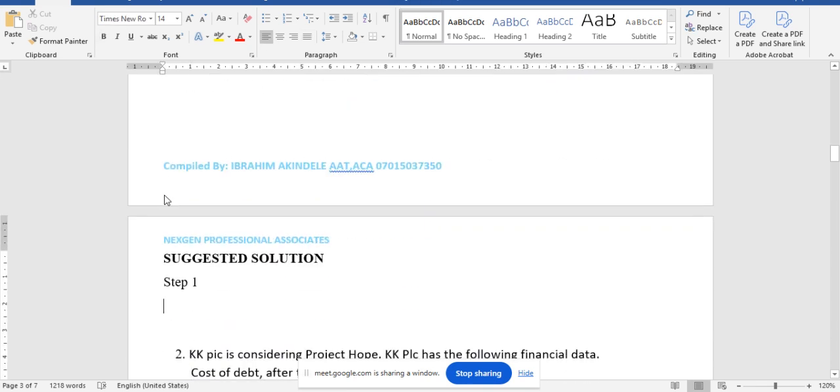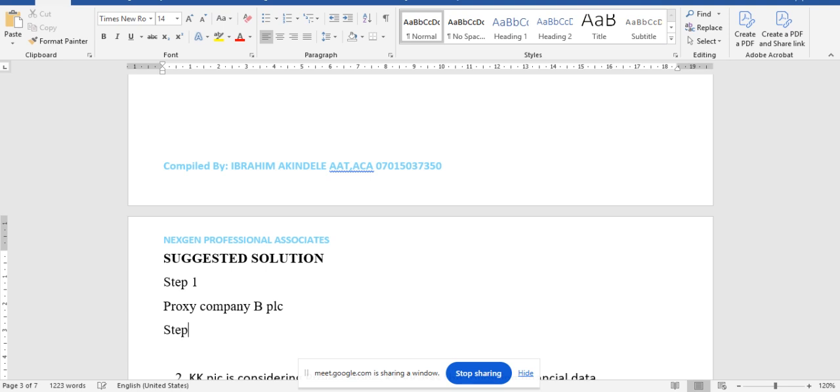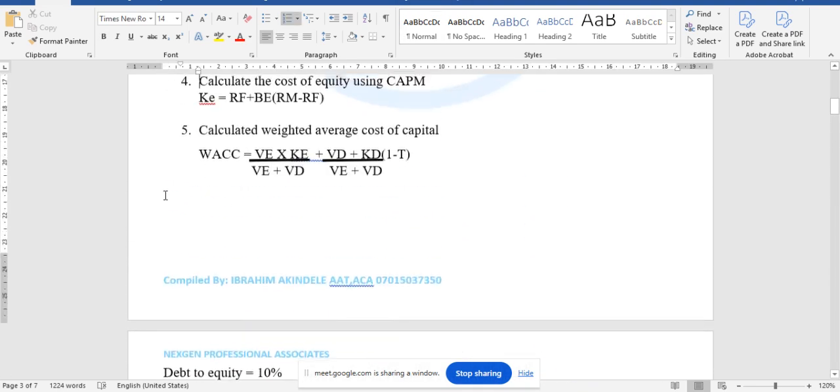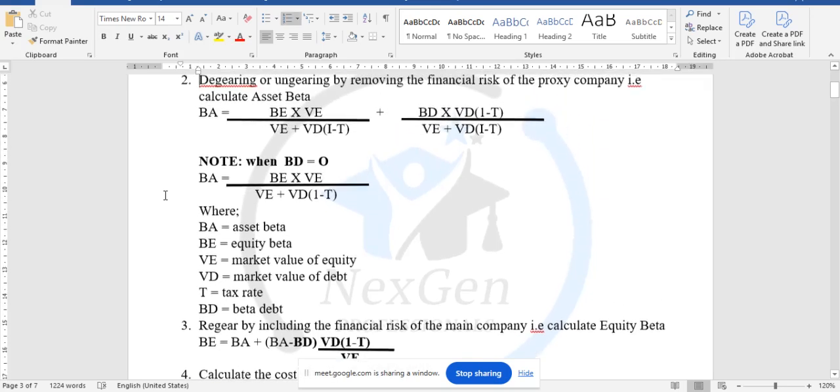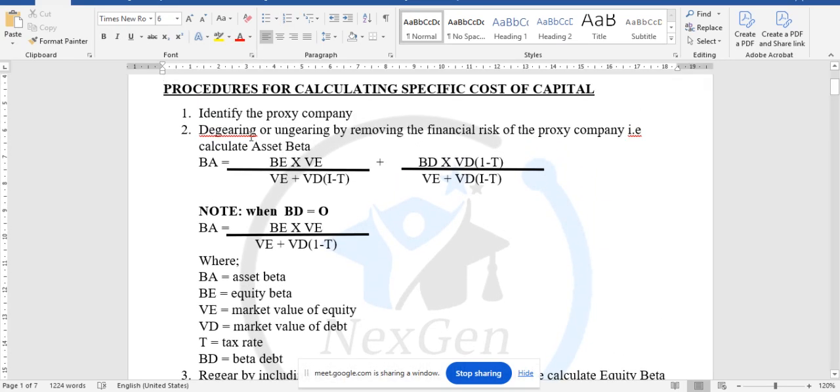So the proxy company is B PLC, right? So, what is step two? Step two: ungear the assets of the proxy company. We ungear, or de-gear, by removing the financial risk of the proxy company. So all this information is for the proxy company, class.